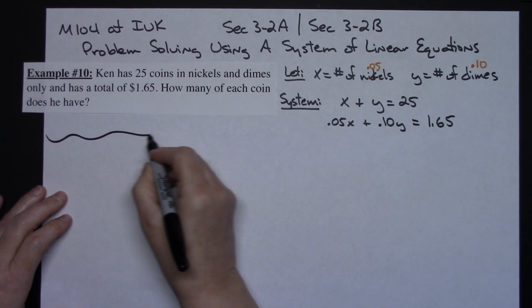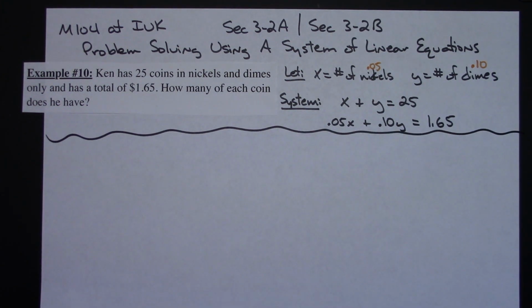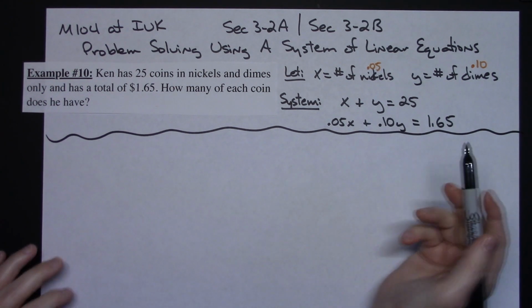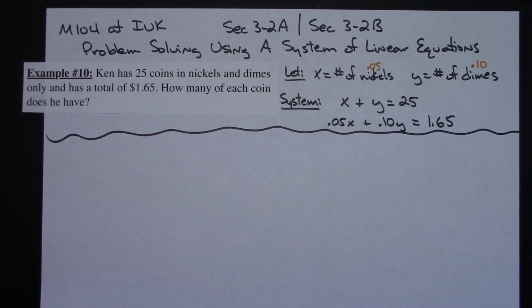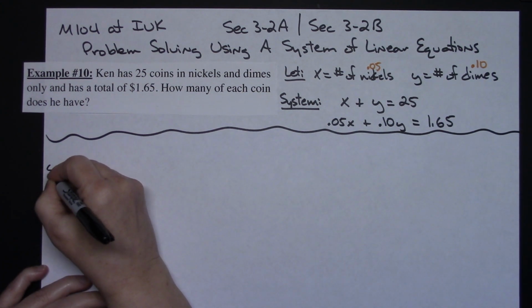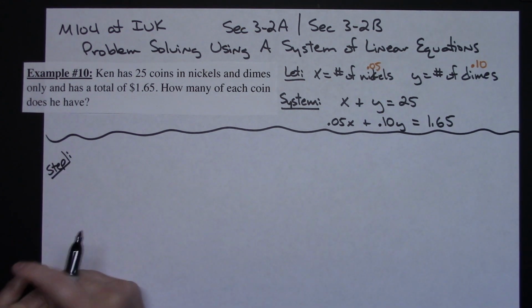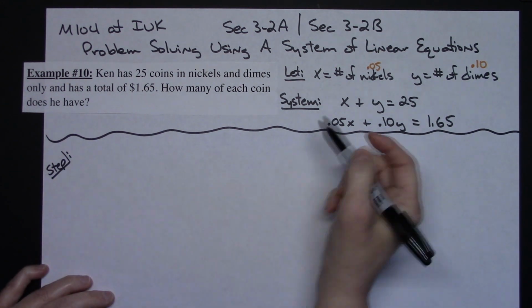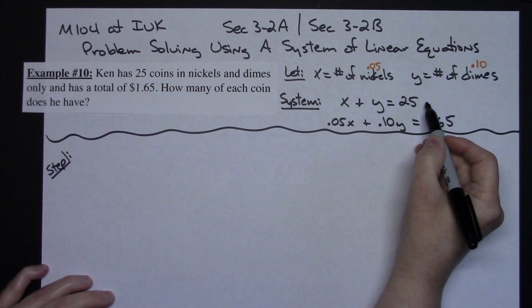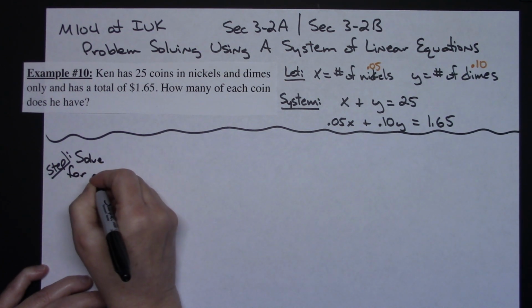Alright, at that point, once you have your system written, it really is just a matter of being able to solve a system of linear equations. On this one, I think I am going to use substitution. I almost always use substitution. On occasion, if the problem works out nice, elimination can also be used. So if I'm going to do my substitution method, step one is to solve one of the equations, whichever one happens to be the easiest. This first equation is the easiest to solve for x. So I'm going to solve for x.